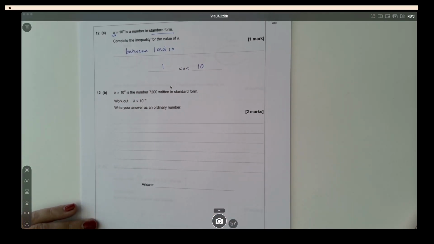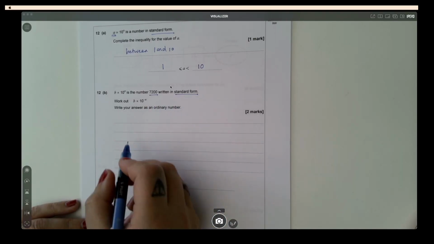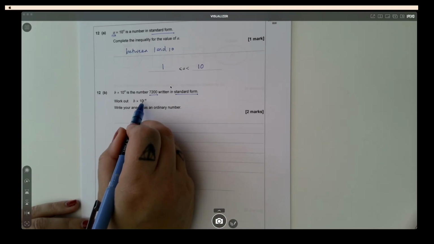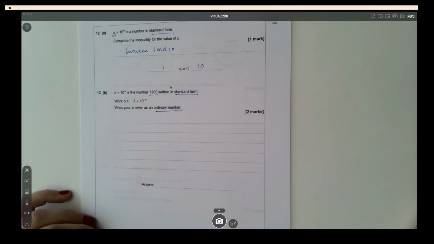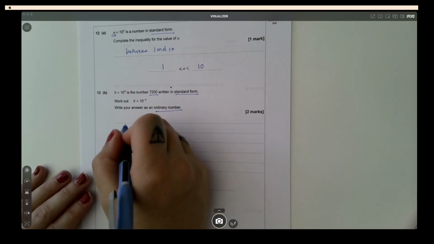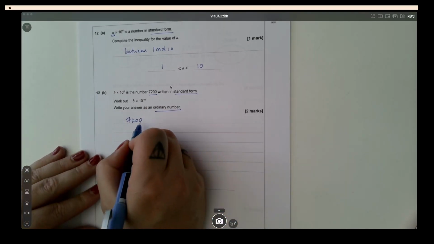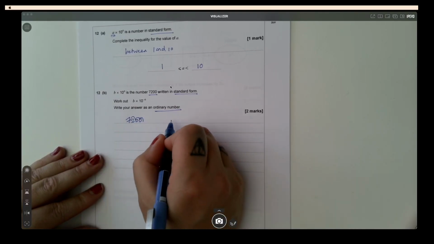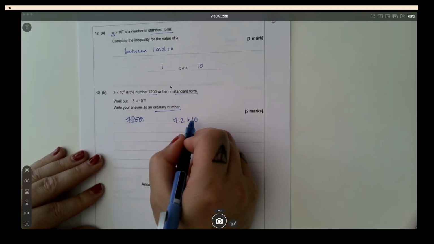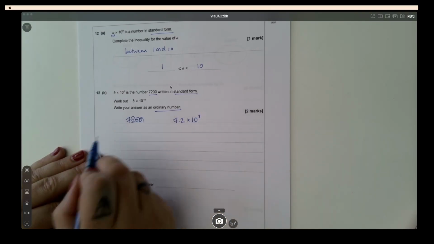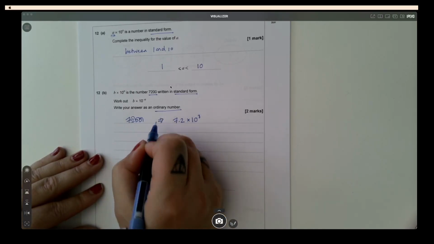12b. B times 10 to the power of n is the number 7,200 written in standard form. Work out B times 10 to the minus n. Write your answer as an ordinary number. Okay, so let's start by writing 7,200 in standard form. So 1, 2, 3. So it would become 7.2 times 10 to the power of 3, because we're going to have divided it by 1,000. So that's 7,200 in standard form.